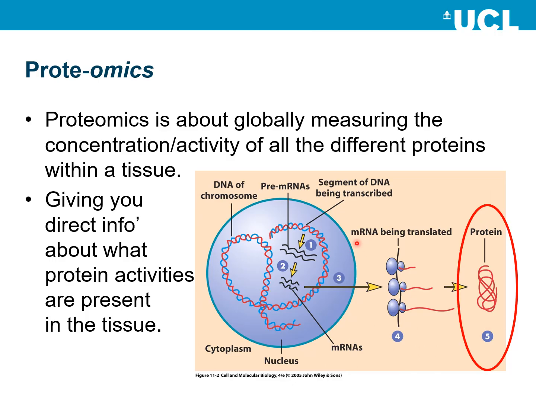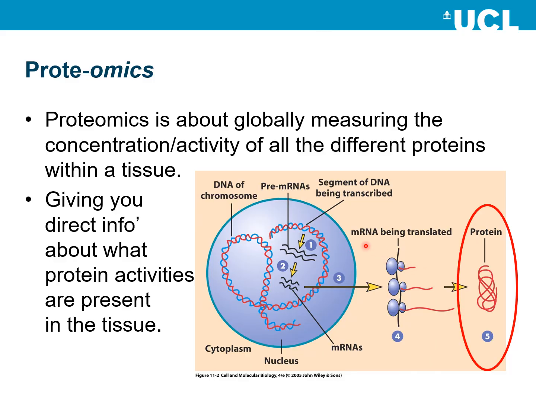You may say, well, doesn't the messenger RNA give you that? Because the messenger RNA is translated into proteins. So the messenger RNA does give you a good indication of what genes are active and what genes are not active. But this process is not simply linear.